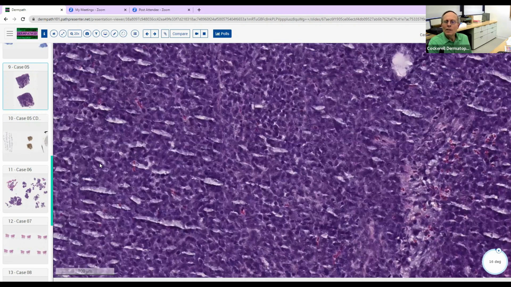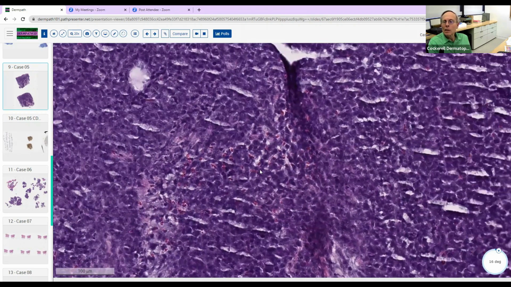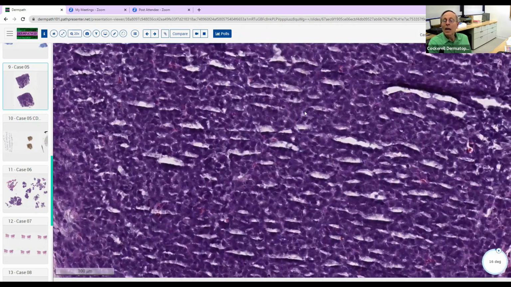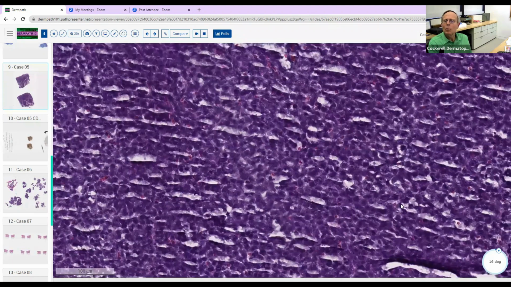If you look carefully at some of the cells, and one of the reasons I wanted to show you guys this is because it's kind of a hot topic right now and might end up on the board examination. Some of them have a little bit of a plasmacytoid morphology. They don't look like plasma cells, but if you look at the cell right here, it's kind of got a clock face sort of chromatin pattern to it, and it's got a little rim of cytoplasm around it.